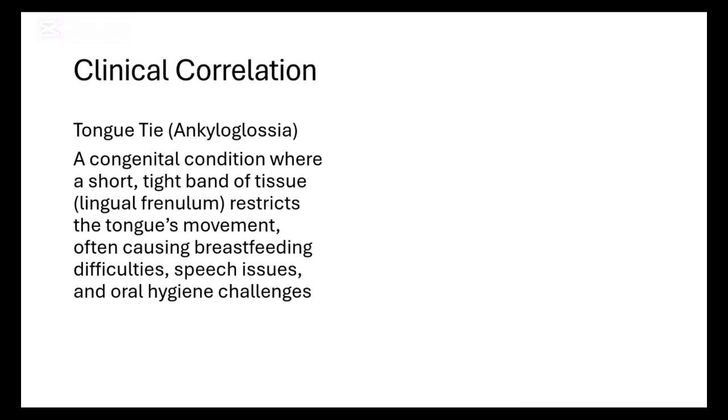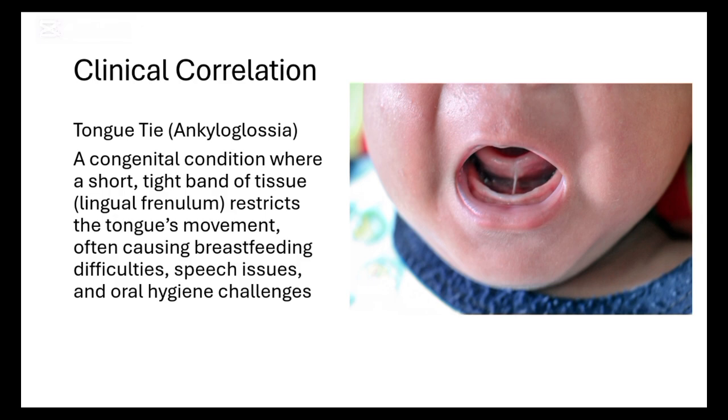Now, a clinical correlation. Tongue tie, also known as ankyloglossia, is a congenital condition in which a short, tight lingual frenulum restricts tongue movement. It may cause breastfeeding difficulties, speech problems, and oral hygiene challenges. Treatment is usually by a simple surgical procedure.